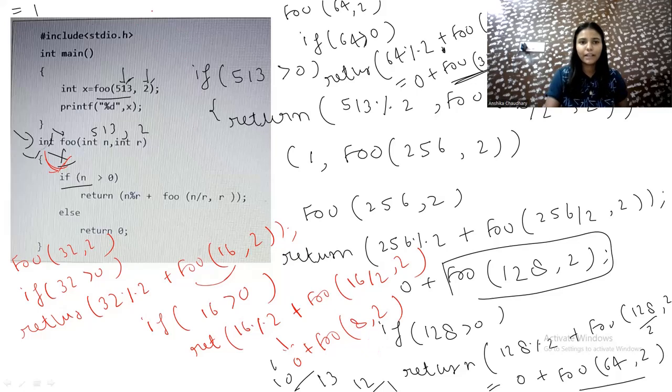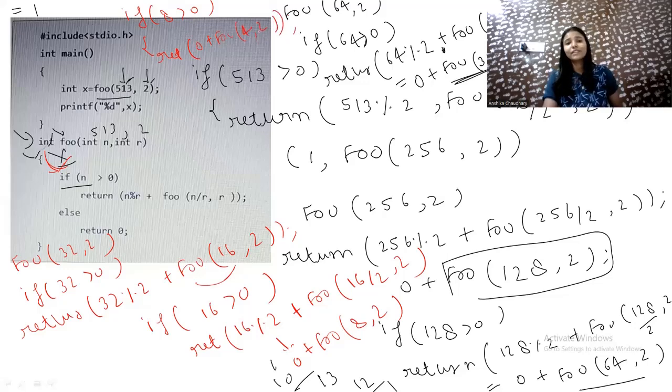Okay, now I'm again writing here. If 8 is greater than 0, yes it is, so we will come here and write n modulus r. Again we have to perform the same operation, and n modulus r means 8 modulus 2. This will give remainder as 0, so this will be 0, plus we have to call the function again. Now 8 divided by 2 will be 4 comma 2. Again we have to call the same function for the value of 4 and 2.